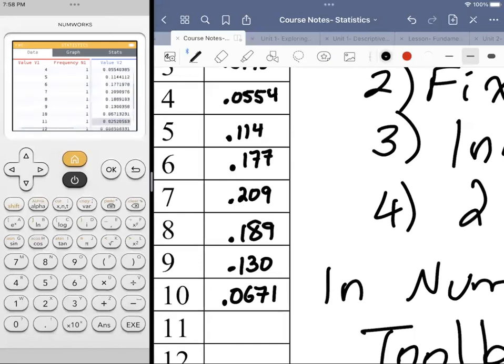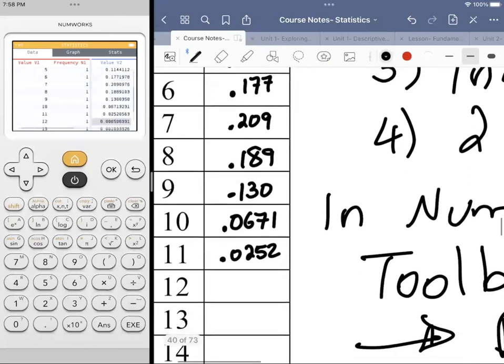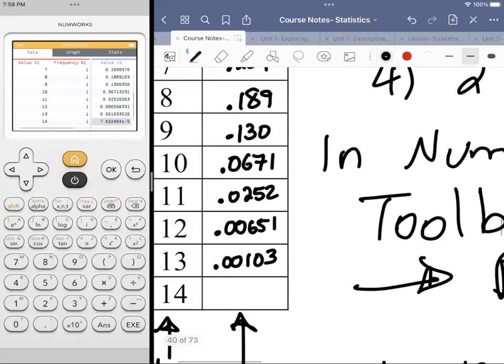All right, so 0.0252, 0.00651, 0.00103, and then one with some scientific notation that I'm just going to put in ordinary notation. So 0.0000762. All right, so those are all the probabilities associated with the particular outcomes.